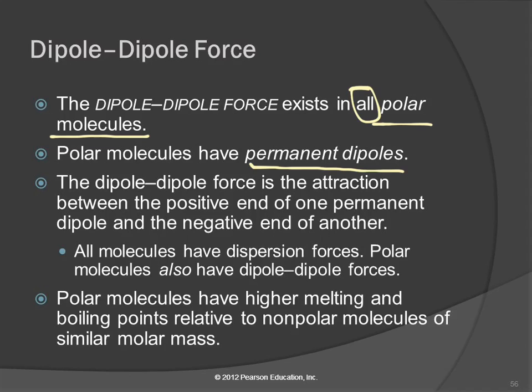So polar molecules have dispersion forces and dipole-dipole forces. Because they have permanent dipoles, that attraction is always there. The dispersion force comes and goes, but the dipole-dipole force is always there because these molecules are always lopsided, so there's more attraction. Stronger forces holding them together, what does that do to the melting and boiling points? It makes them go higher. So polar molecules in general have higher melting and boiling points than nonpolar ones.